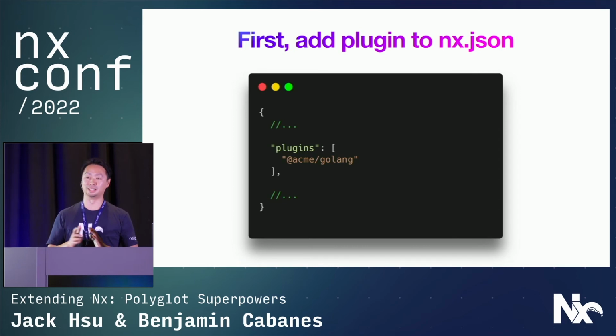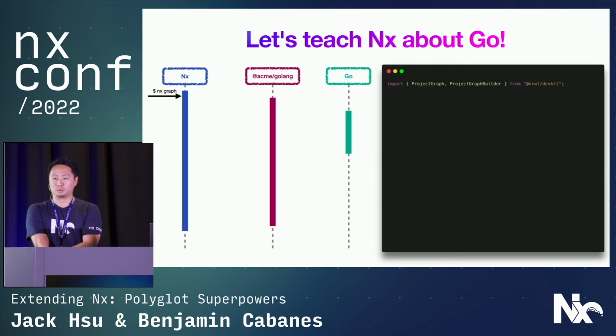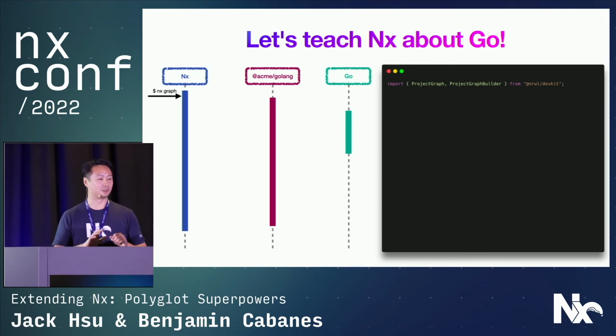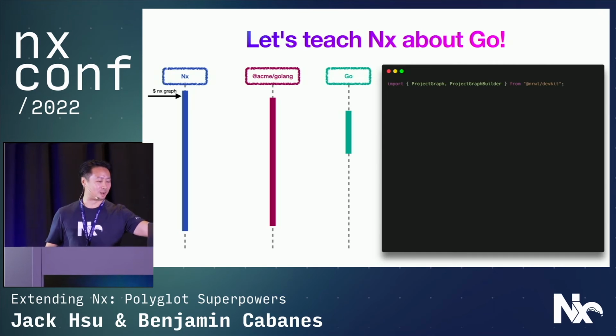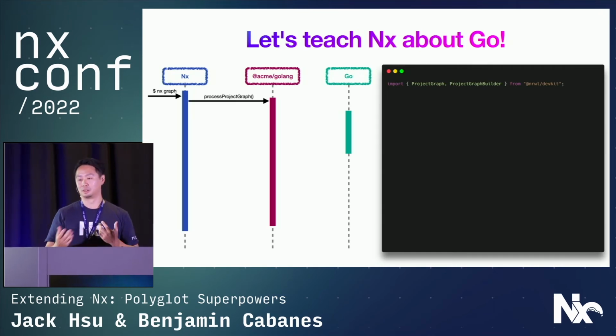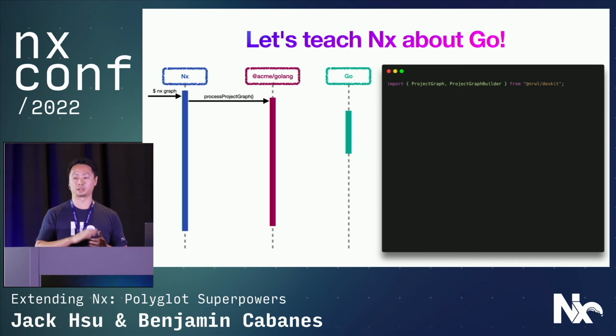So first, and the easiest part, is you want to register your plugin with NX. So you can go ahead, open up your NX JSON, and then just enter your plugin there in the list. So this is the most complicated part. It's not too bad, so just follow along and don't fall asleep. So the first thing you want to do is call NX Graph or some other command.